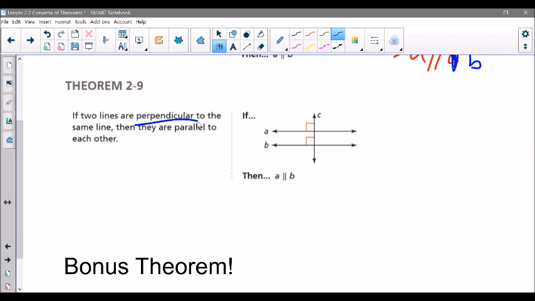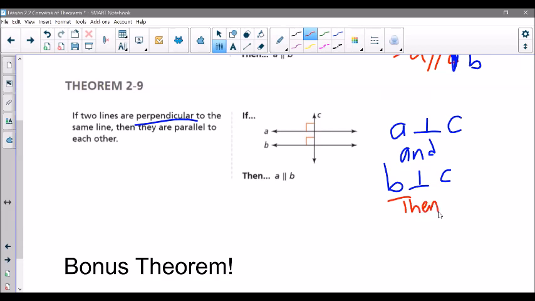So in this picture here, we know that A, here's that new symbol, upside down capital T, if A is perpendicular to C, and B is perpendicular to C, then A is parallel to B.